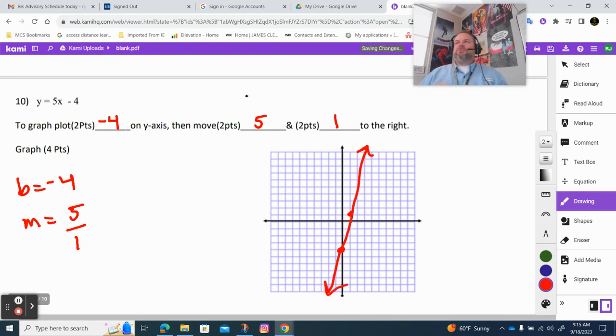Okay. Please try to make your lines go all the way across the grid. That way, I don't have to search for your graph.